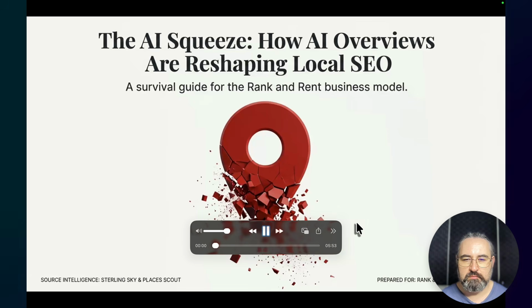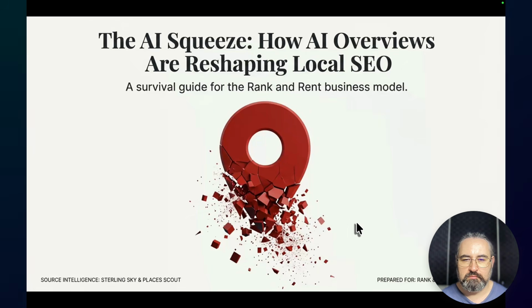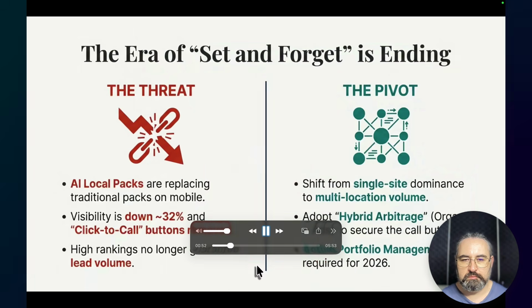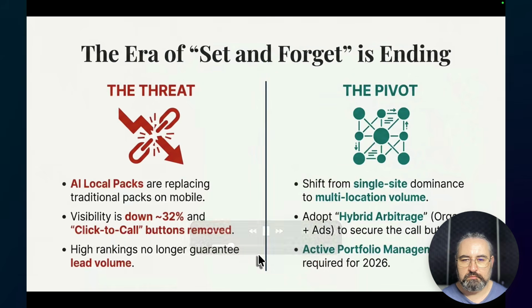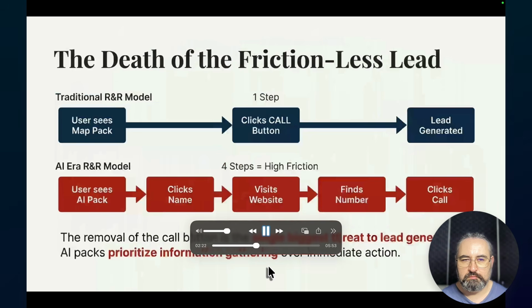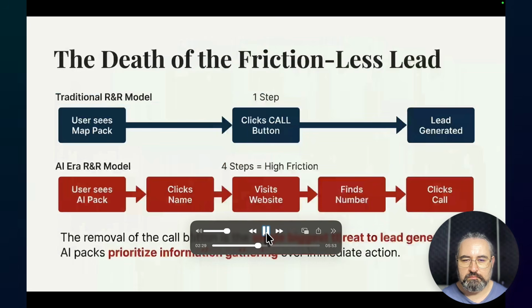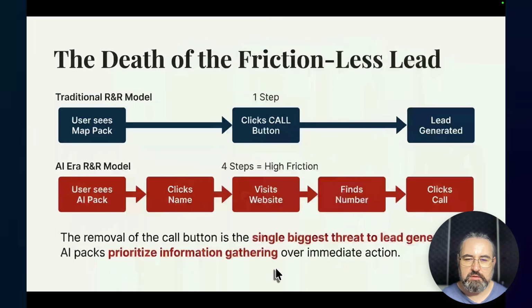Let's take a look. The landscape of local SEO is fracturing. As Google's AI overviews take over the top of search results, the traditional rank and rent model is facing an unprecedented portfolio management, not just high rankings. It's time to adapt or be left behind. New AI era, that direct button is gone. Now users must click a name, visit a website, and hunt for a number before calling. This shift from immediate action to information. Okay, so this is amazing, and I'll teach you how to do this in this video, so stay tuned.